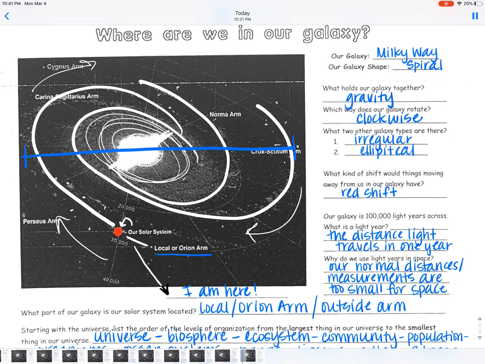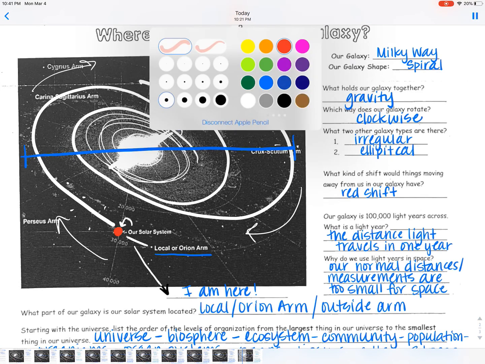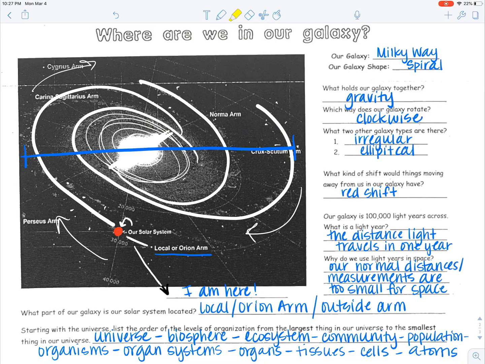So the big thing that we need to remember, I'm going to highlight the important information here for you. You need to know the name of our galaxy, the shape of our galaxy, okay? And you need to know that we are located on the outside arm of our galaxy.